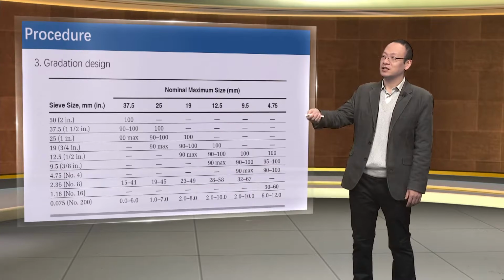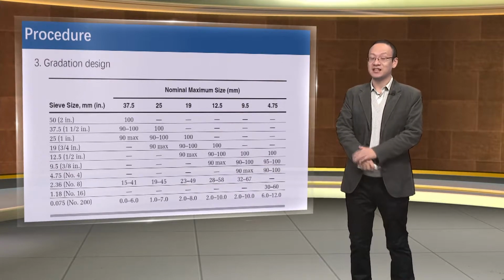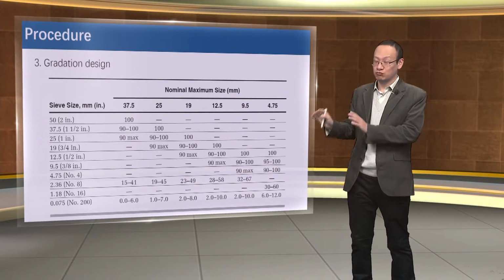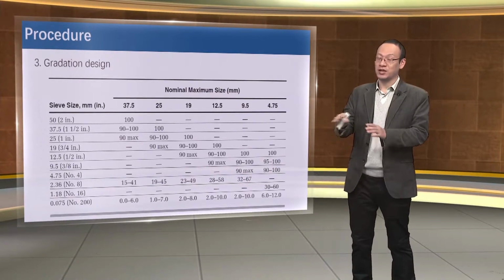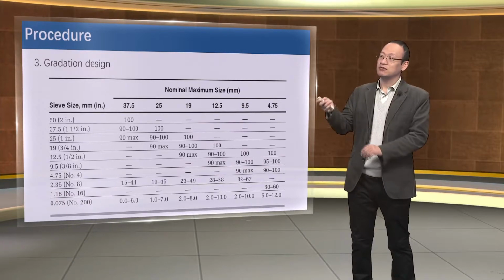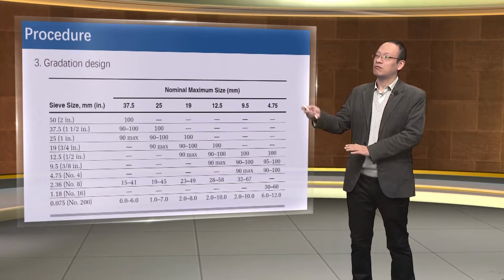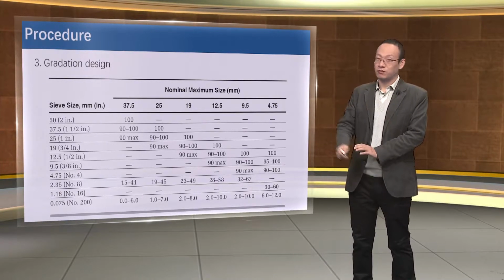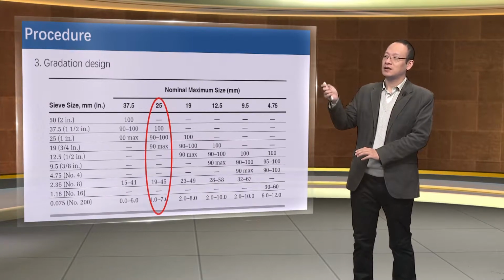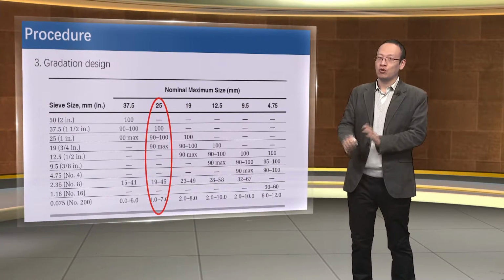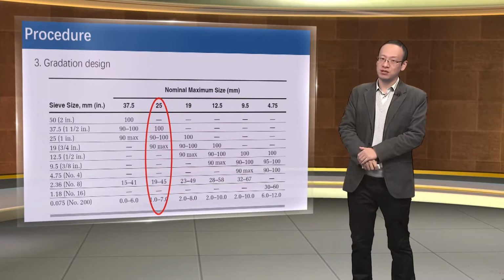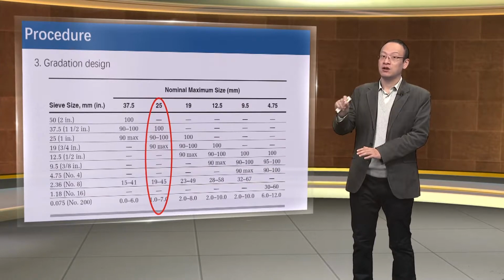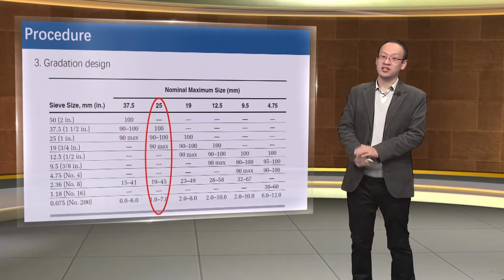The third step is the gradation design. That is to find the proper gradation for our mixture according to the requirements of the road and the aggregates that we have. This table recommends the gradation for asphalt mixture with different nominal maximum size. For example, if we want to design a mixture which has 25 millimeters nominal maximum size, this table tells us the range of the passing percent at each sieve.